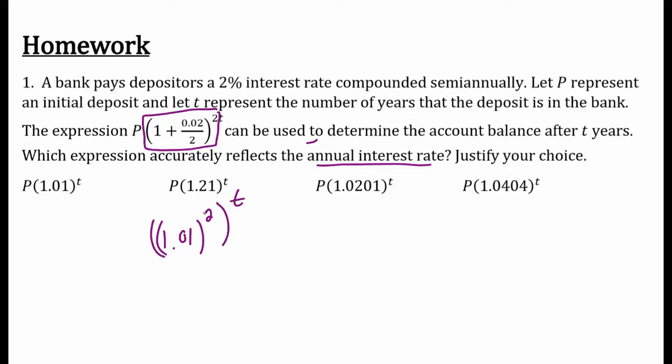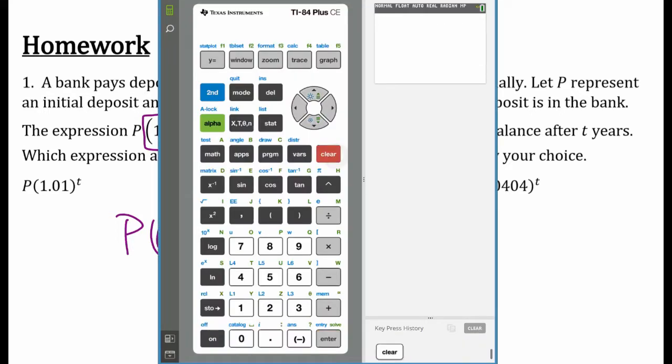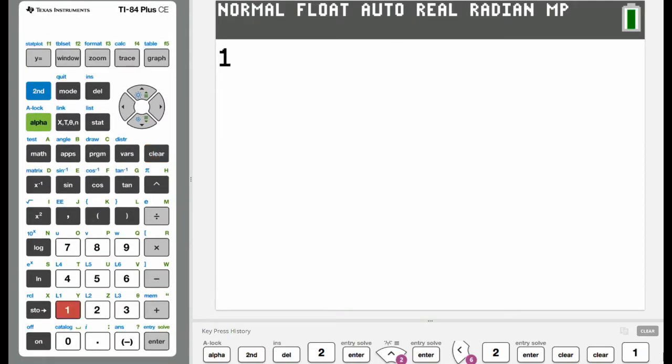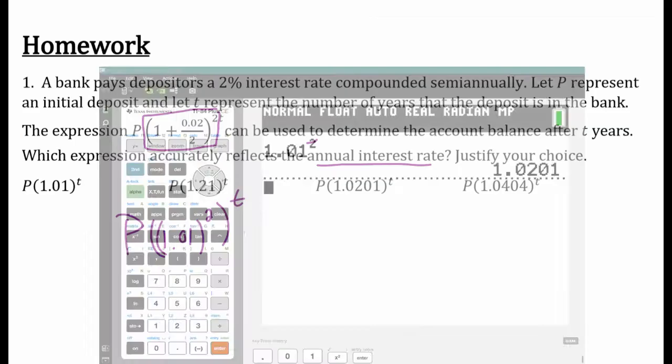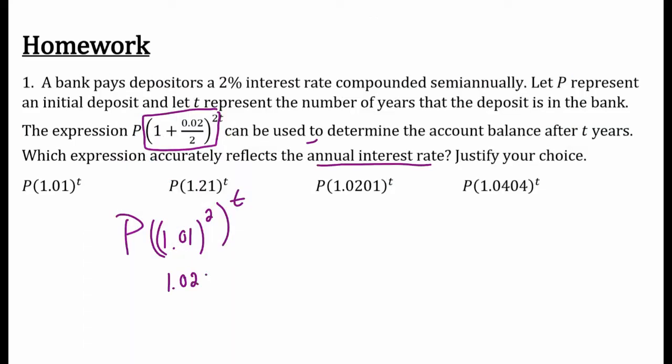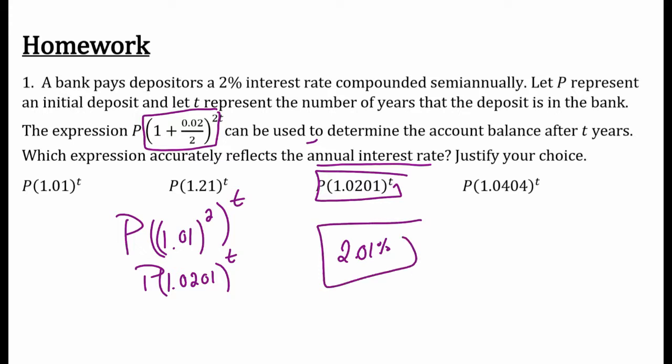By using the power to a power property, I can manipulate that exponent there by bringing that squared in. So, what do we get? Well, on my calculator, I'm going to type in 1.01 squared and get that's my base, 1.0201. So 1.0201 to the t times p. That's my justification there. So the actual interest rate is 2.01% if I'm compounding it semi-annually. That's the effective rate that we get.